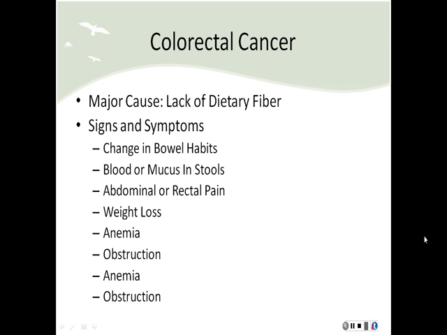Excessive fat in the diet is also believed to alter bacterial flora, which converts steroids into compounds having carcinogenic properties. Other risk factors include obesity, smoking, alcohol use, and then large amounts of red meat in the diet. Signs and symptoms include changes in the bowel habits, blood or mucus in the stool, abdominal or rectal pain, weight loss, anemia, obstruction.